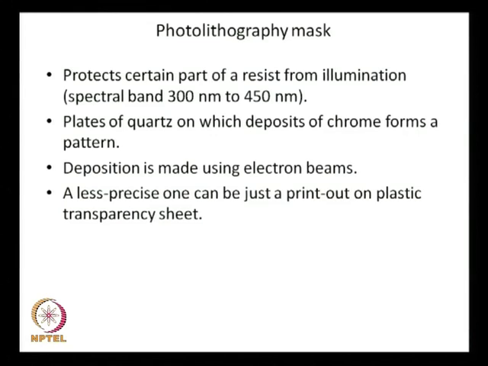A less precise photolithography mask, not a good mask, but something for students who are just trying to understand the process, can be just a printout on a plastic transparency sheet. There are plastic transparency sheets available on which, using a special printer, you can print the diagram. For example, here it is a circle. You can print the circle, make the inner portion dark, and that may act as a less precise mask.